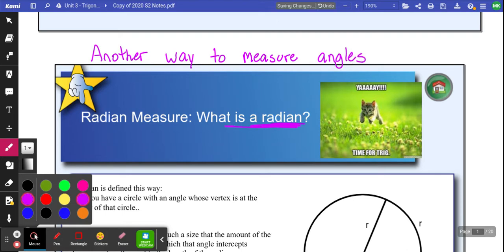Angles, not angels. That lasted less than 30 seconds. Yeah. There we go.